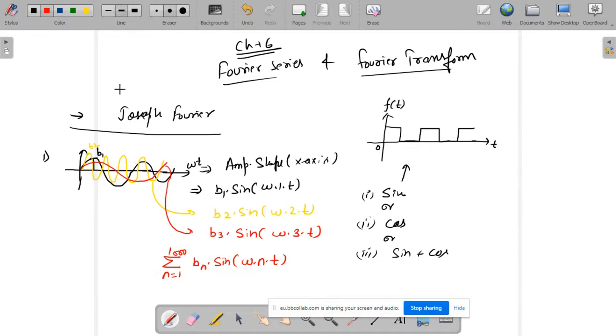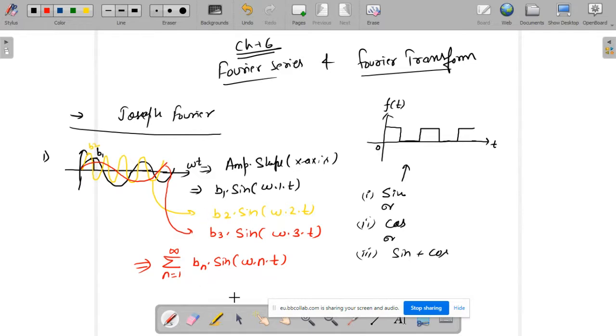So this equation is a general equation for many sine signals. If you have many sine signals, and if I don't have any limit, then we write infinity here. Maybe there are so many signals.